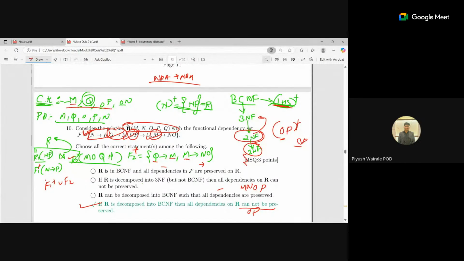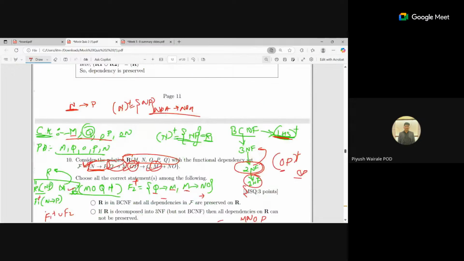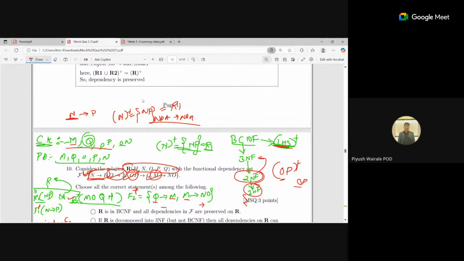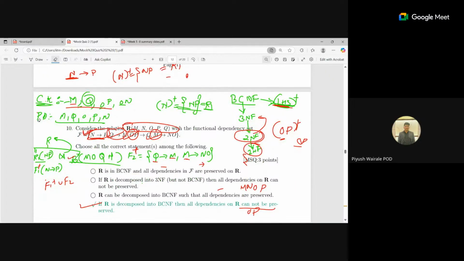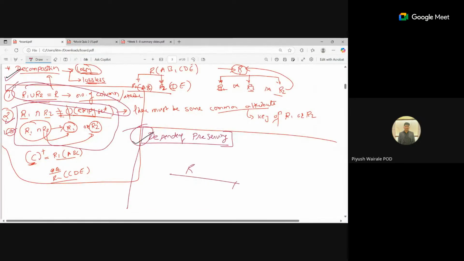While decomposing, I need to take an FD which is violating my BCNF condition. So take that FD and simply take the closure of the left hand side attribute. In this case we are getting NP here, so that will be one of my tables, let's say R1. Now we know R1 is NP here, but what about R2? Because we are decomposing R into R1, R2. So for that purpose we are discussing these rules.